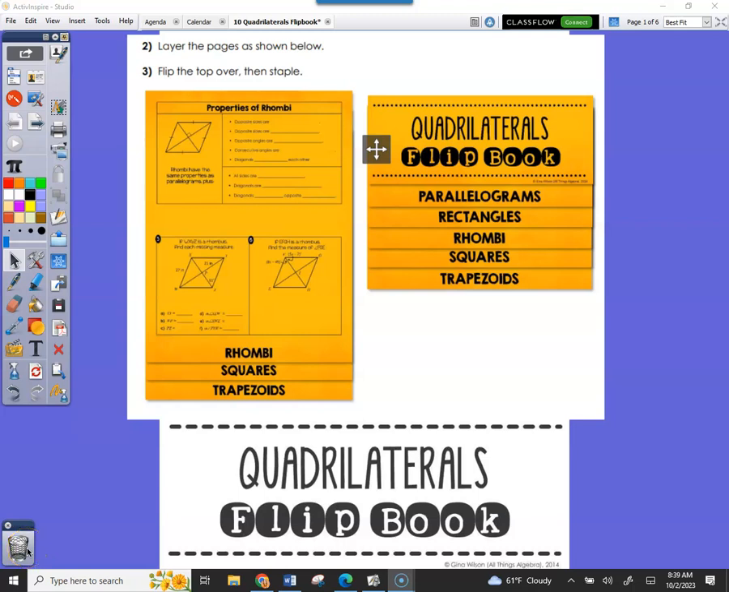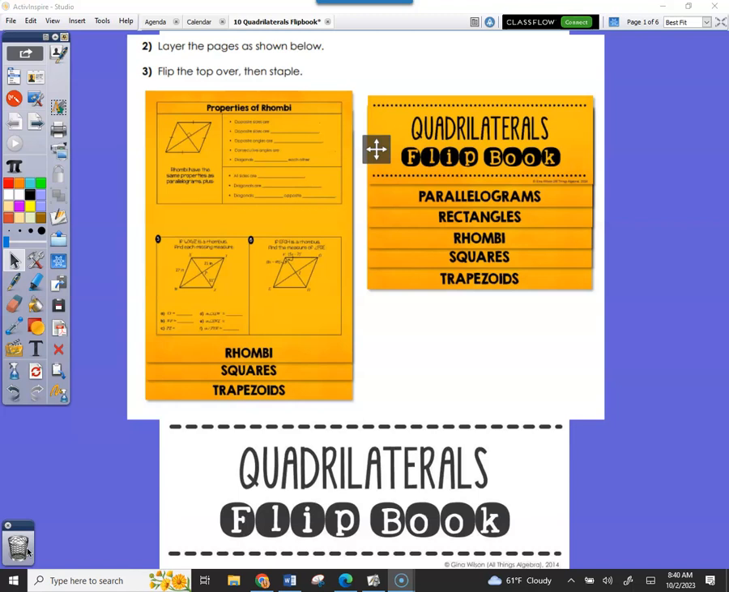Okay, we're looking at quadrilaterals, and we have this handy dandy flip book to help with quadrilaterals. First of all, what is a quadrilateral? Four-sided figure, right? They don't have to necessarily be equal. It just describes a polygon with four sides. So name a quadrilateral that you know of.